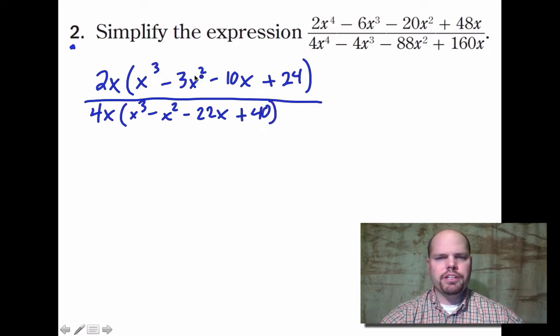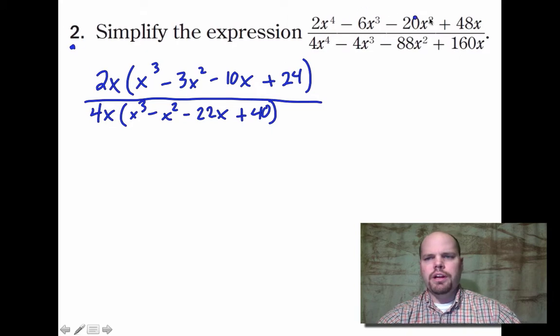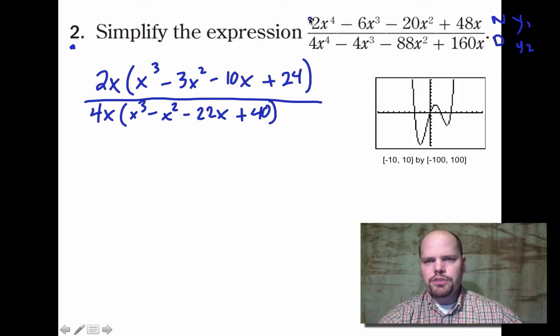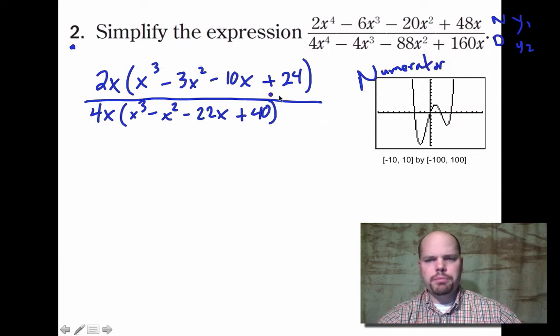Now, we don't really know how to factor x cubes, so we're going to need some more help here. Well, the help will be our graphing calculator. So what I would do is graph the numerator and graph the denominator. So put this in y1, put this in y2, or just graph them totally separate. So the numerator, this right here is the numerator graphed. Okay, so what I'm looking for here are the x-intercepts, because that will help us factor.